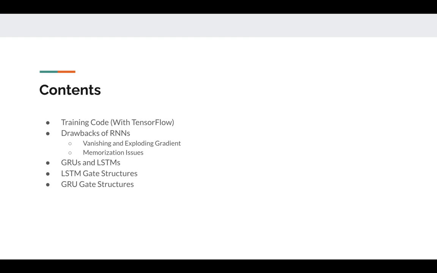GRU means gated recurrent units, and LSTMs are long short-term memory networks. We'll go through why they are called so, how the naming comes about, and the architecture and everything. And I'll tell you why we don't change anything in the code. The reason I'm showing code first is that the code doesn't change much. Then we'll go into why we are going into GRUs and LSTMs, what the drawbacks of RNNs are in the first place, and the overview and architecture of GRUs and LSTMs.